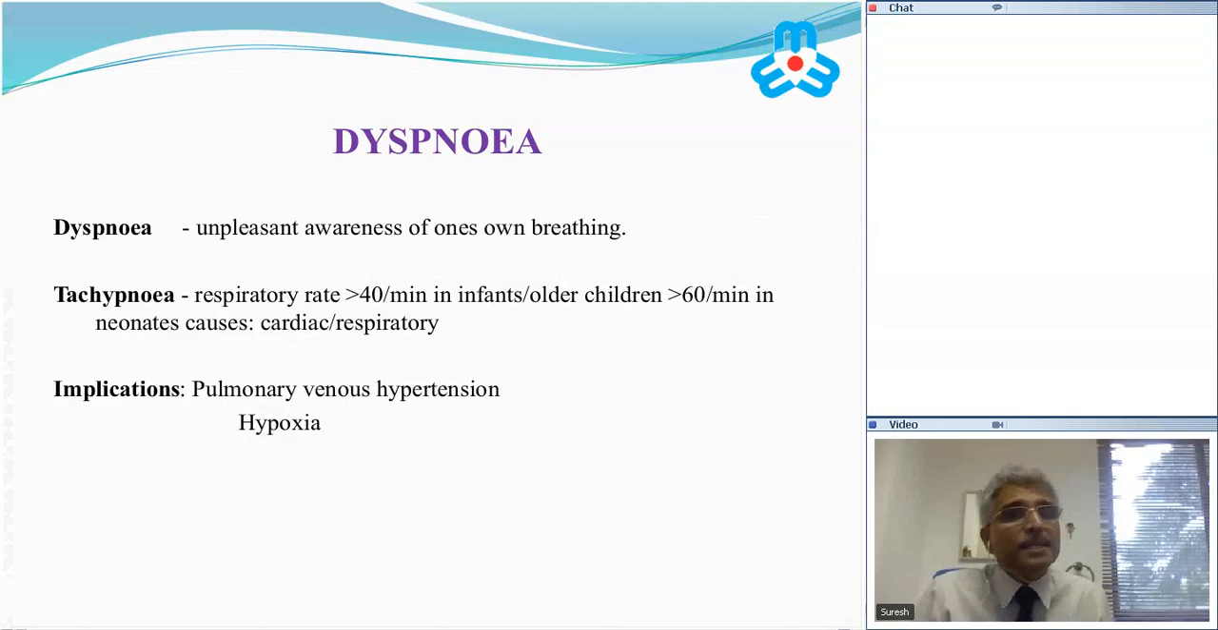And the causes for tachypnea, particularly in neonates, are more often respiratory than cardiac. So in small babies, don't jump to the conclusion that tachypnea or dyspnea necessarily denotes a cardiac problem. It may well be respiratory. But if it is cardiac, it has two implications to us. It could denote either left heart disease causing pulmonary venous hypertension or hypoxia.